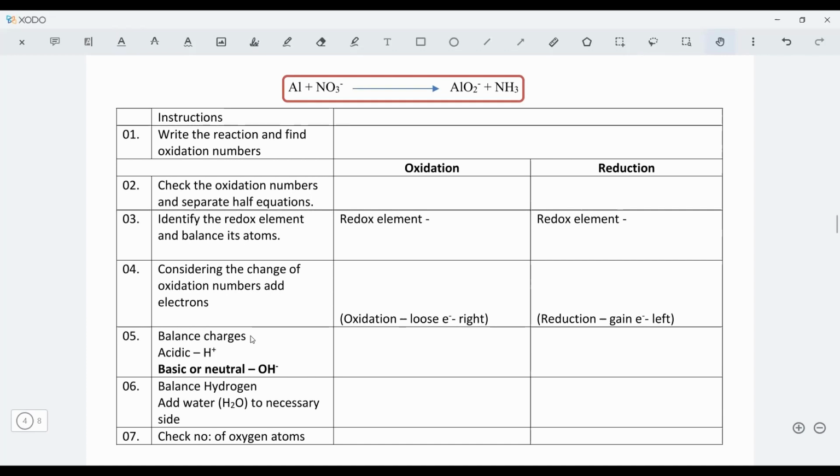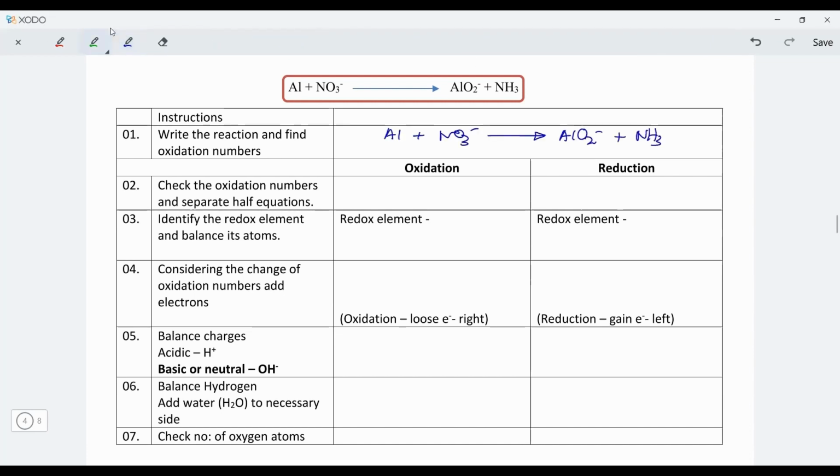You will learn this stuff in your sixth lesson. For now, don't worry about that one. Just focus on balancing this one properly. So now it is happening in basic medium. Let's try our same steps on this. First of all, let's get the oxidation numbers: 0, +5, +3, and -3.